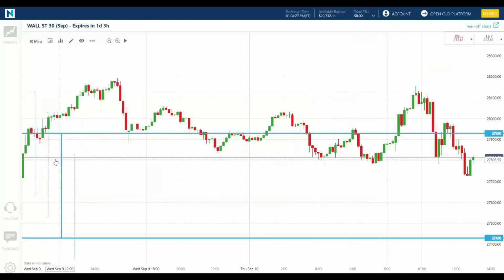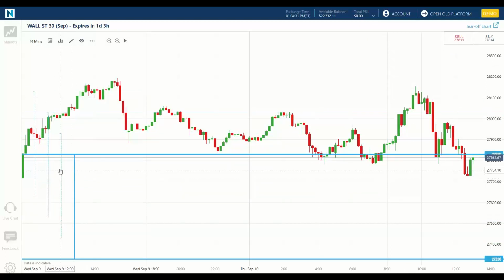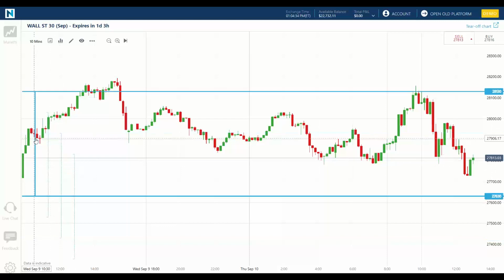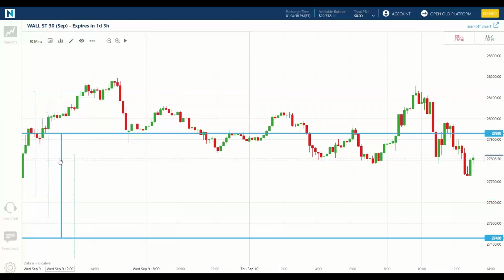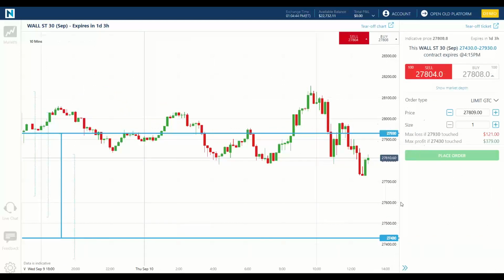I'm going to choose the knockout that best fits what I am doing. If I were really going short, I probably wouldn't have sold this one. I probably would have sold maybe the 27,930 and 27,430 one, because my risk was limited a little bit more. I didn't have that ceiling, it was a little closer, and my floor gave me room to make more profit to the downside. So you're going to choose the knockout range that best suits your trade and your opinion. Nothing I'm saying is a buy or sell recommendation; you've got to make that determination on your own.